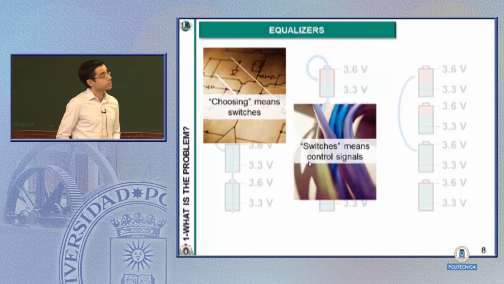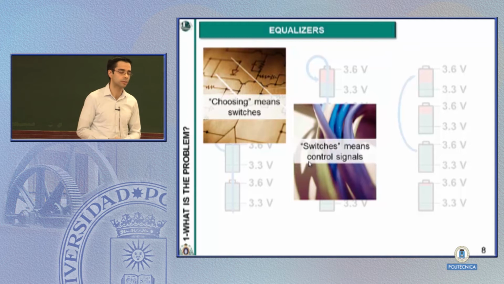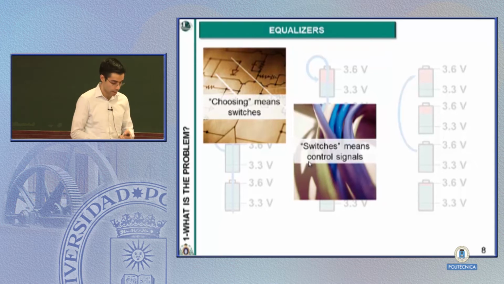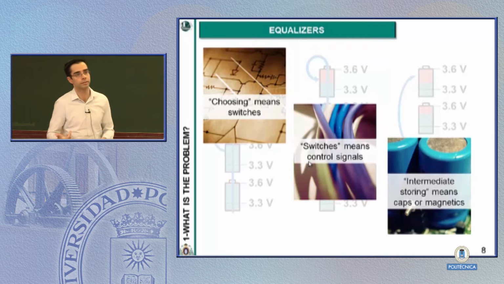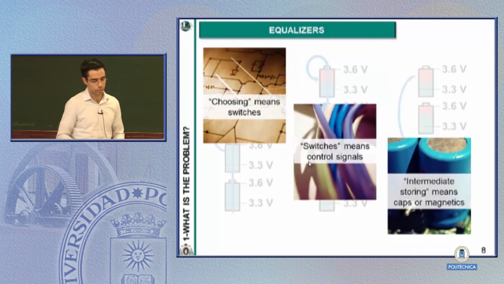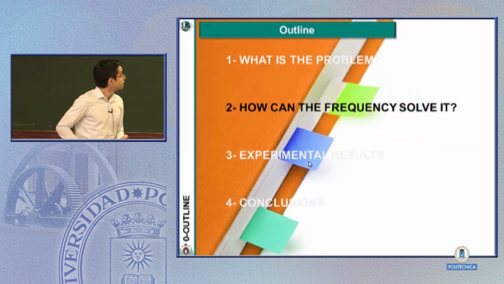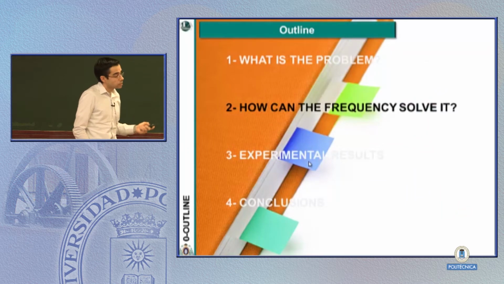Moreover, switches means control signals. Then I'm going to have many control signals in most of the battery equalizers. And many of these control signals are for floating devices, floating MOSFETs. This adds even more complexity. And also in many topologies, I have to store the energy that I'm extracting, and then I'm going to inject. I need an intermediate source for storing this energy, capacitors or inductors, typically. So this is a problem, and the question is, how can I use the frequency to solve this problem?